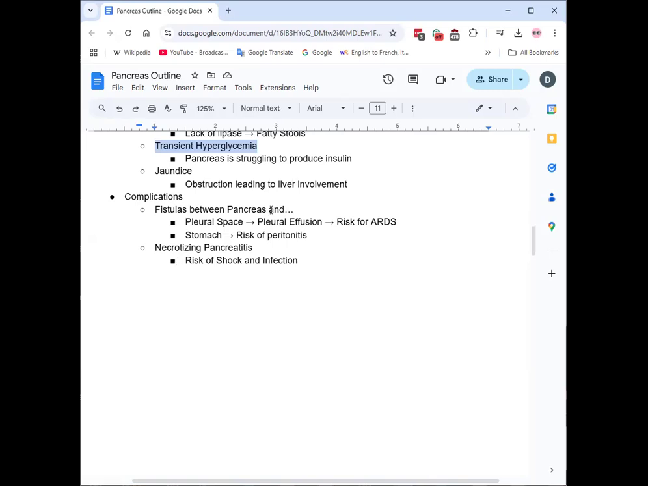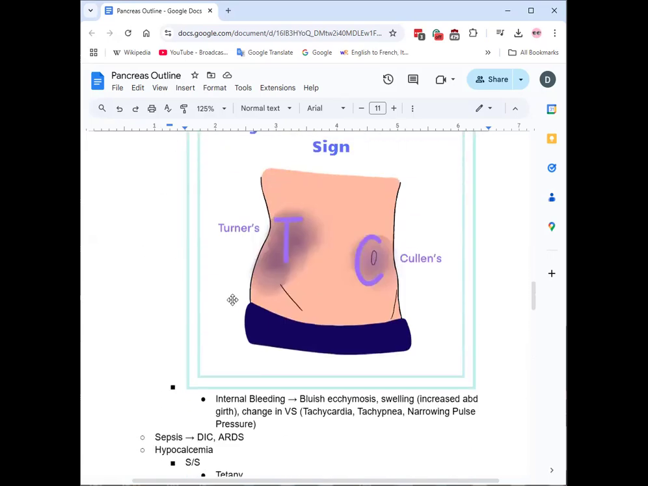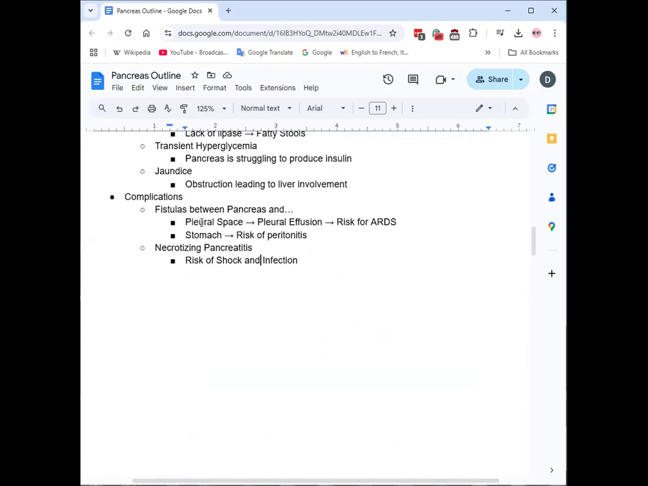The complications, definitely, I think the fistula and the necrotizing pancreatitis are going to be some of your biggest things there to always want to think about, and how you can relate these conditions to the fistulas themselves. So if you have that connection between the pancreas and the lungs, you're going to have pleural effusions that's going to lead to potentially ARDS.